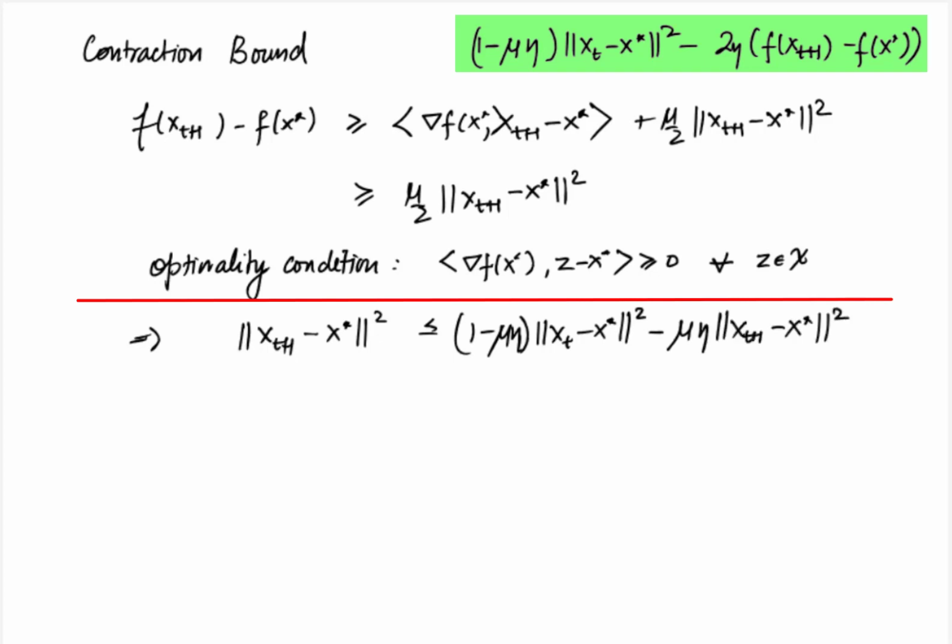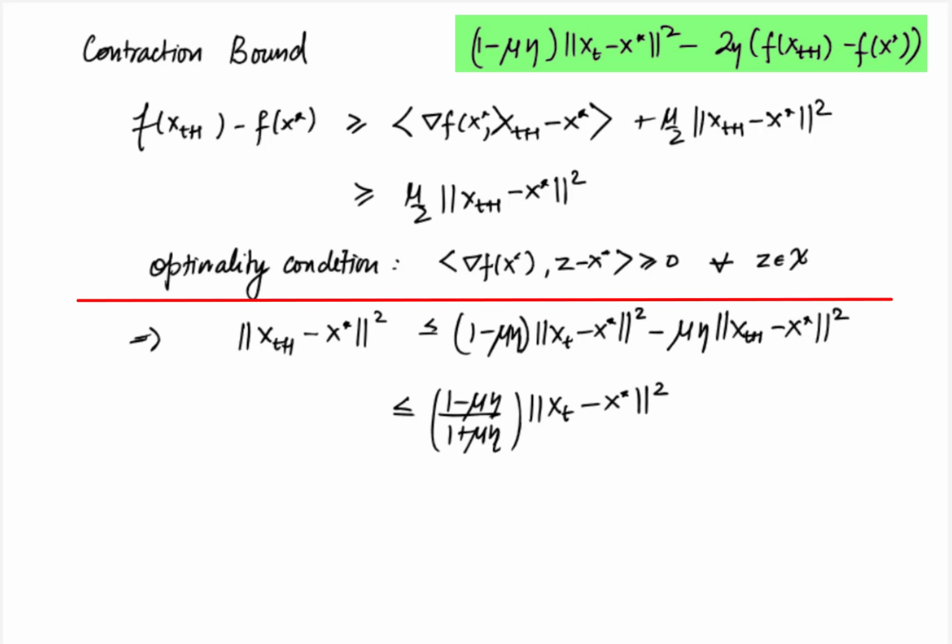Instead of dropping the last term because it is negative, we take this on the left and rearrange in order to get the norm square of x_{t+1} minus x* less than or equal to (1 minus mu eta) by (1 plus mu eta) times the norm square of x_t minus x*.